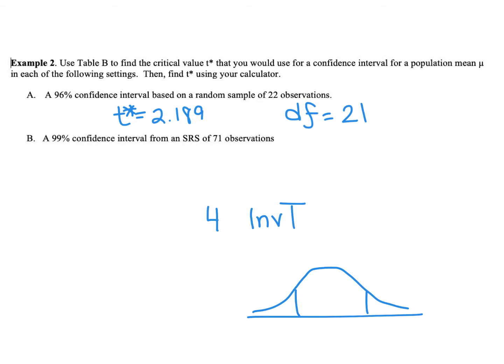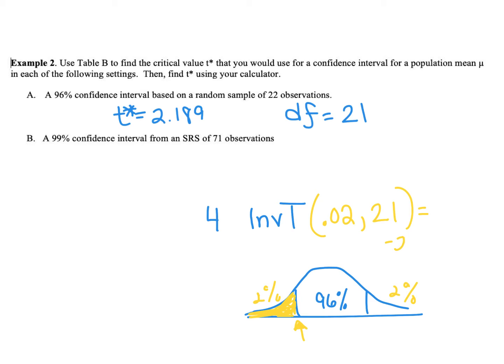Now for your area, if we're doing a 96% confidence level, what this calculator is actually doing is giving your cumulative frequency beginning on the left. So you've got to think about what area is left over in your tails. If you have 96% confidence level, that's 4% left over, that's 2% in each tail. So if I enter 0.02 for my area and then my degrees of freedom, 21, it's going to give me my negative t-star value.